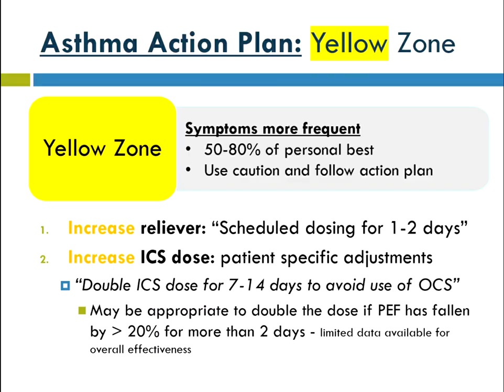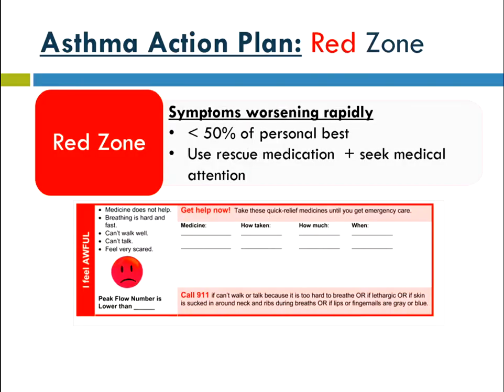Okay. This would be appropriate if the PEF has fallen by 20% in 2 days. But generally, it's just once you're at that less than 80%, let's just try to get you back to 80%. Okay? So everything in quotes is an example. You just need the yellow part. Increase reliever, increase ICS dose. Good? All right. The red zone is going to be when our symptoms are worsening rapidly.